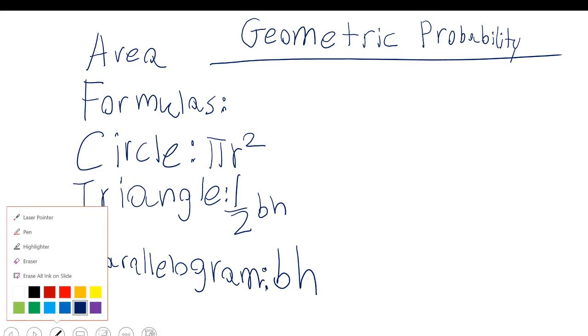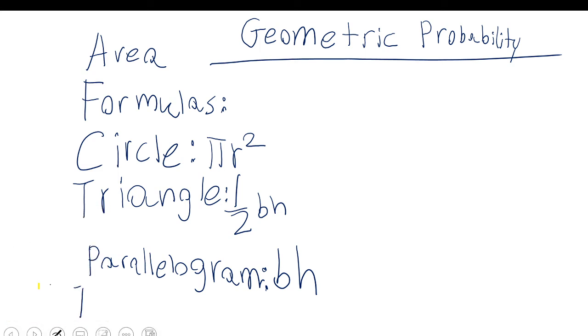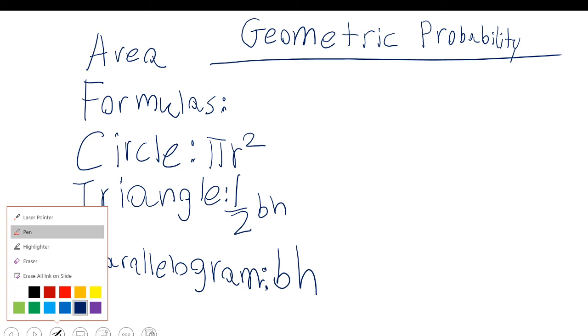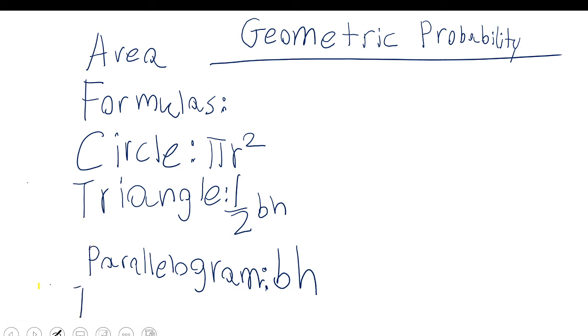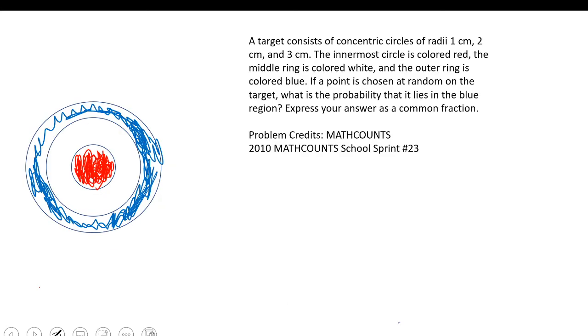So the area of a trapezoid can be denoted by summing the bases. Right, we take the sum of the bases, and then we take the average of the sum of the bases, and then we just multiply by the height. But we don't need that for this video. Now let's get into the problem.